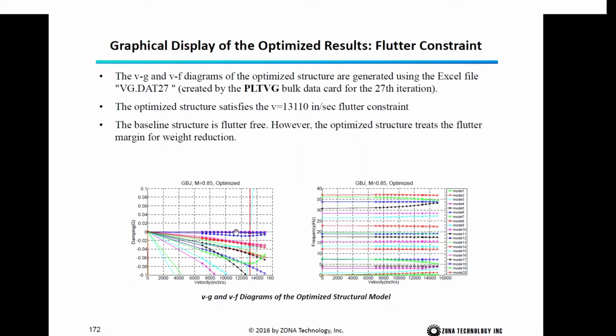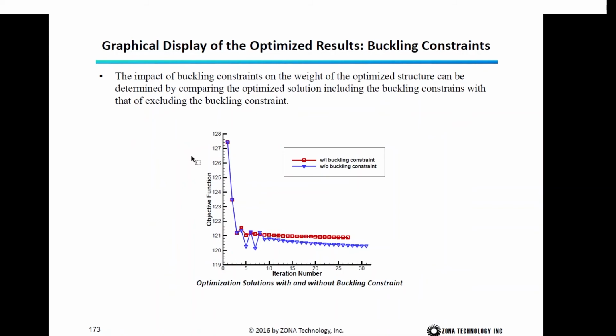And then we use VG.dat27 to plot the VG. In the baseline structure, there's no flutter problem, but in the optimized structure, you can see there is a flutter mode which crosses the zero damping line at 13,000 inch per second, which satisfies the flutter constraint. The baseline structure is flutter free. However, the optimized structure trades the flutter margin for weight reduction. And then you can see the impact of the buckling constraint. This is with buckling constraint, this is without. So the buckling constraint will increase the weight of the structure.